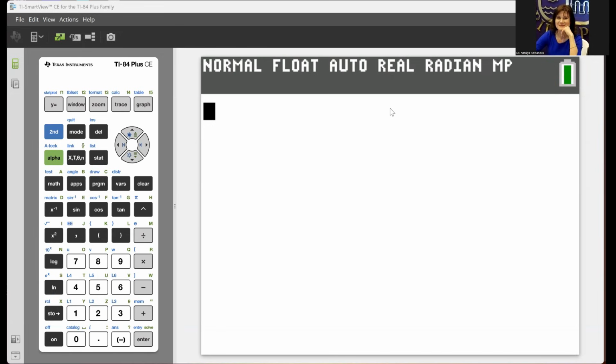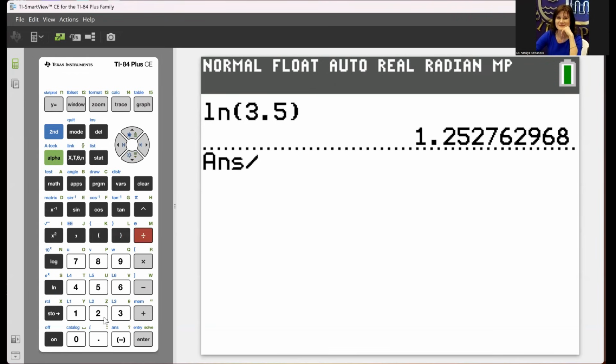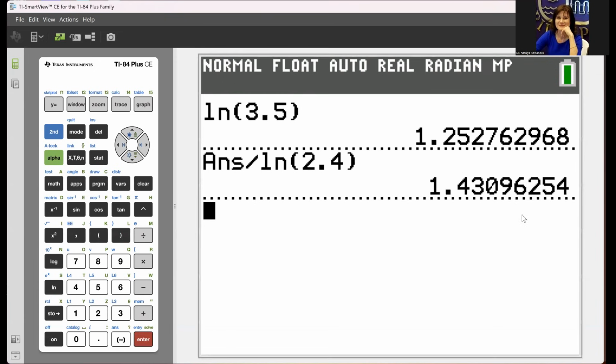Now we are going to use the calculator. So ln 3.5 divided by ln 2.4, equals. So this is the answer, the logarithm with base 2.4 of 3.5.